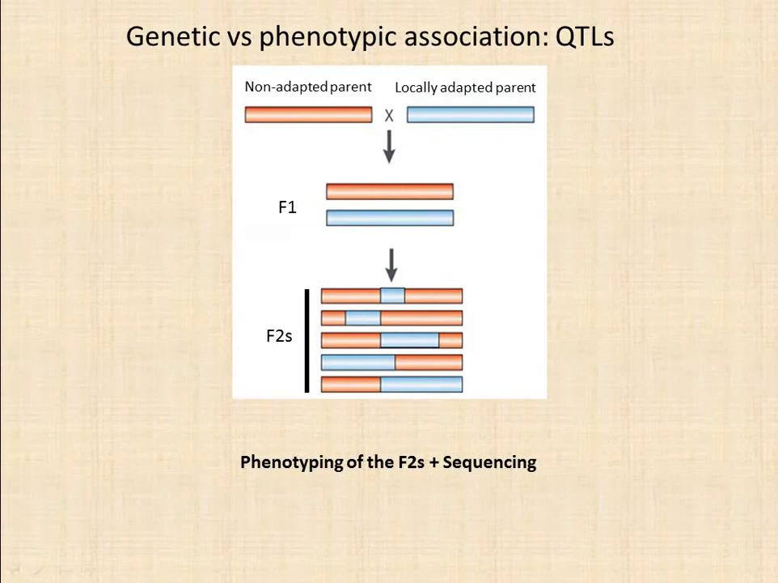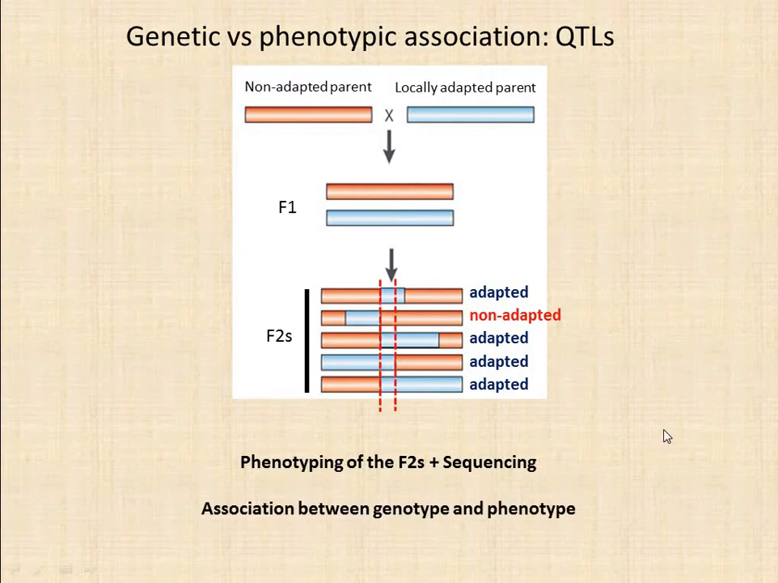And what we do is we phenotype, and we assess whether each of these F2 individuals is adapted or not adapted, let's say, and we sequence their genome. For example, here, imagine that among them, 4 of them show some sign of adaptation, and 1 of them does not. Then, because we sequence and we know that, okay, this is coming from the locally adapted parent, and so on and so forth, we are able to narrow down the regions that could be responsible for adaptation. We simply do an association.